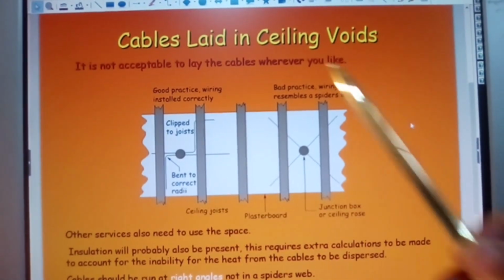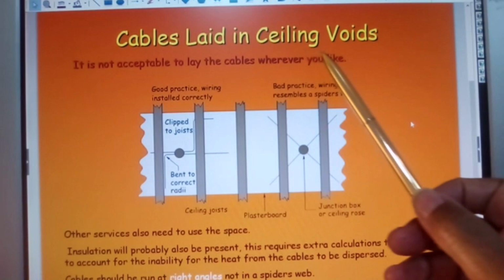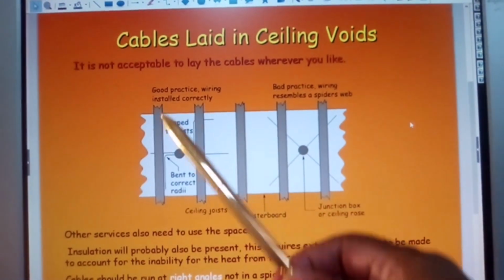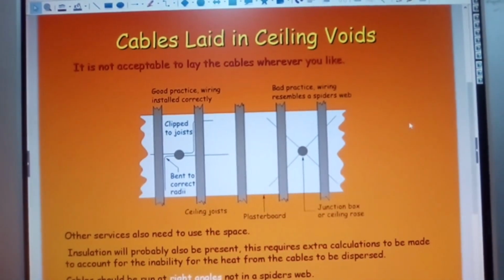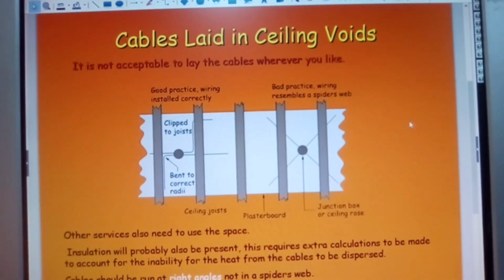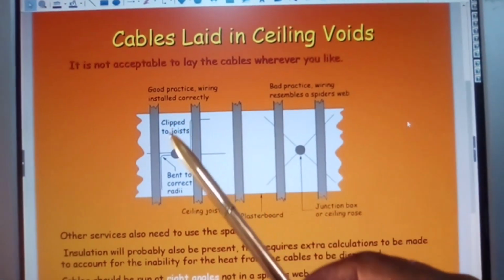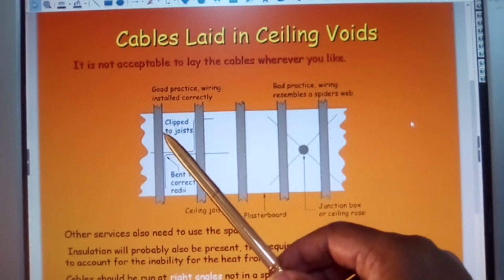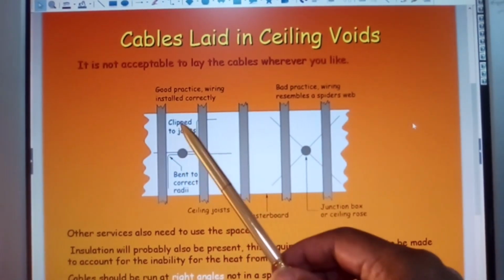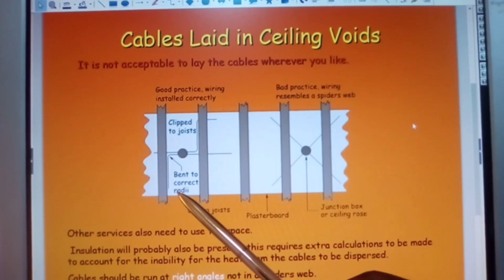Cables laid in ceiling voids. It is not acceptable to lay the cables wherever you like. You can't. They have to be run in a given sequence, and they must be run in a manner where it provides safety to the cable but does not weaken the structure of the building. Here we can clip to the joist, bent to correct radii.